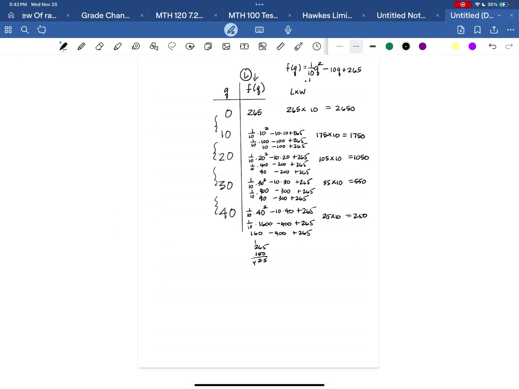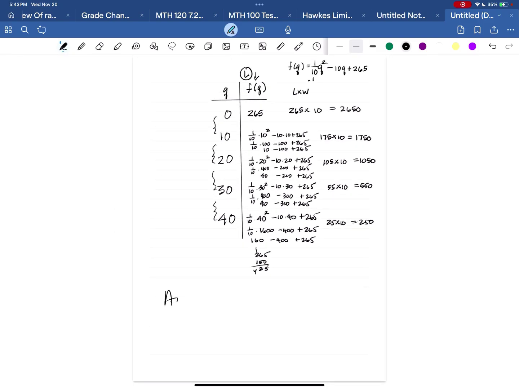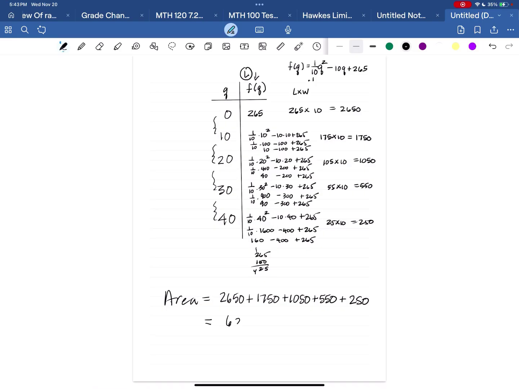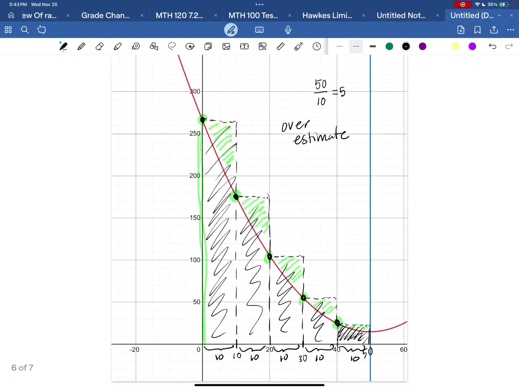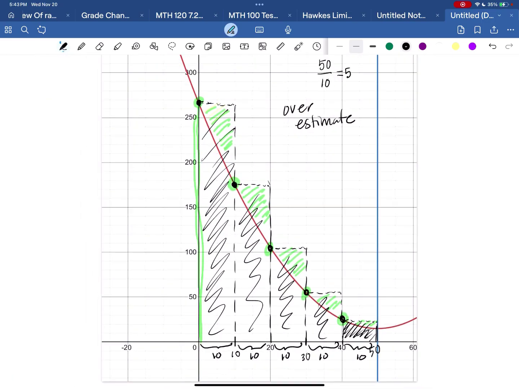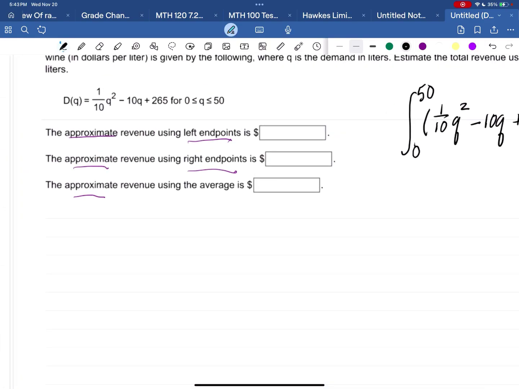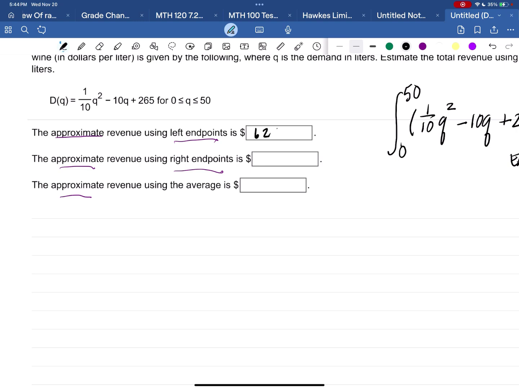So the total area estimated is 2650 plus 1750 plus 1050 plus 550 plus 250. And so when I add all that up, I get 6250. And that's the area of the total thing if I find the area of every one of those rectangles. And it's an overestimate. So 6250 here.